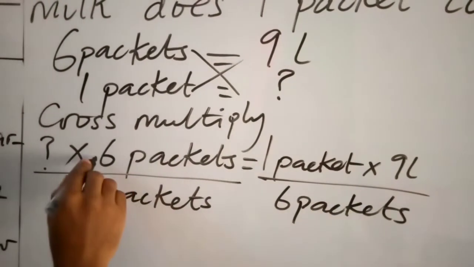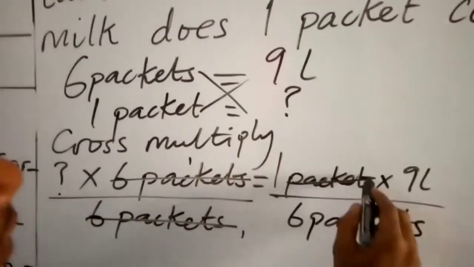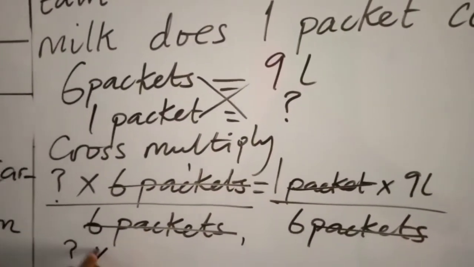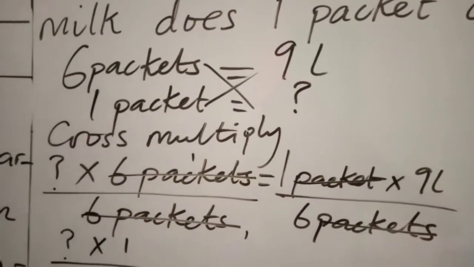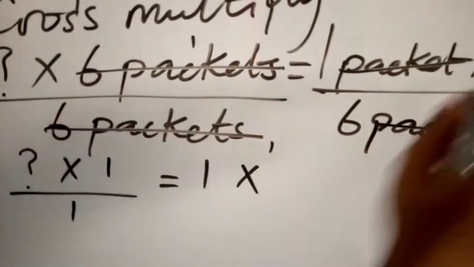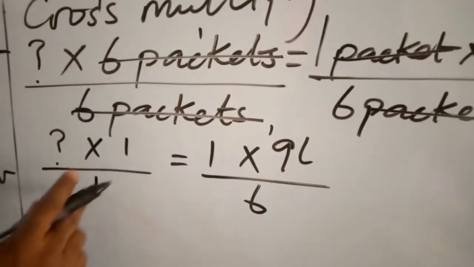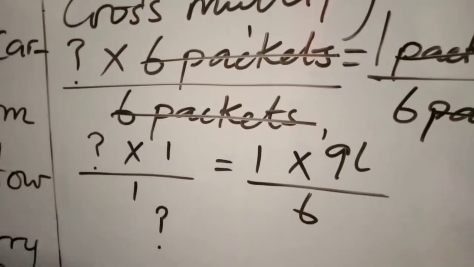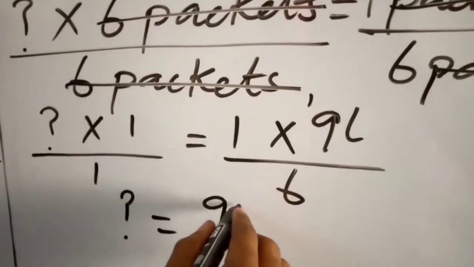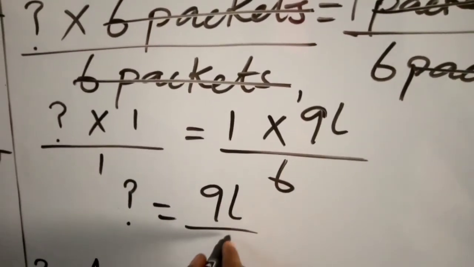So we have this, they are identical, 1 over 1, since they are dividing themselves. Packets, identical. We have just what? Unknown times 1 all over 1 is equal to 1 times 9 liters all over 6. Unknown times 1 divided by 1. Anything times and divided by 1 is the same thing. 1 times 9, 9 liters all over 6.